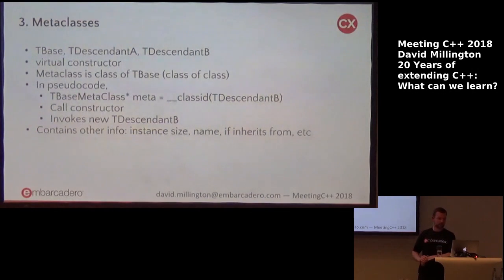Then, though, you can call the constructor, and although you only have the metaclass that you believe you're interacting with representing the base class, the actual instantiated type will be of the descendant. The metaclass contains other information as well. It gives you the name, it gives you the instance size, you can query inheritance and all that kind of thing as well. But I think the main thing here is the use of metaclasses to implement virtual construction.